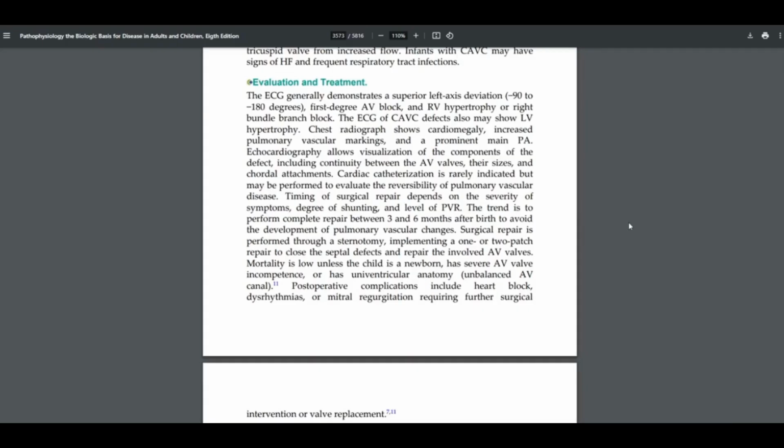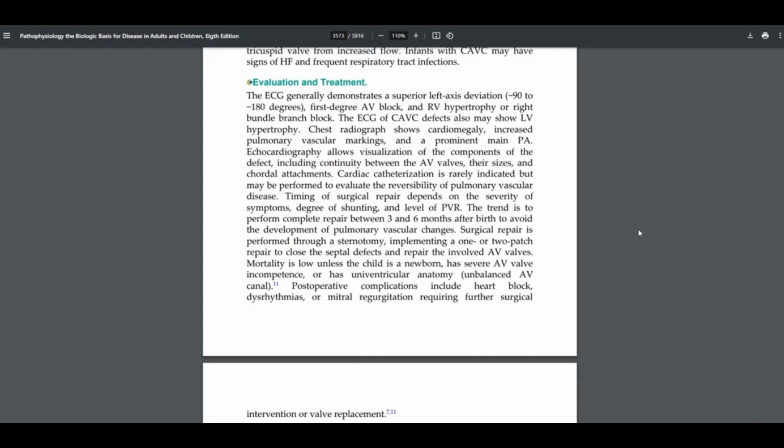Echocardiogram allows visualization of the components of the defect, including continuity between the AV valves, their size, and chordal attachments. Cardiac catheterization is rarely indicated, but may be performed to evaluate the reversibility of pulmonary vascular disease. Timing of surgical repair depends on the severity of symptoms, degree of shunting, and level of PVR.